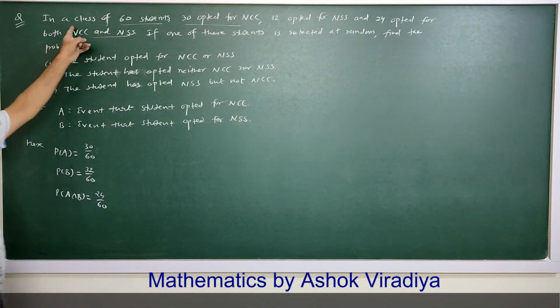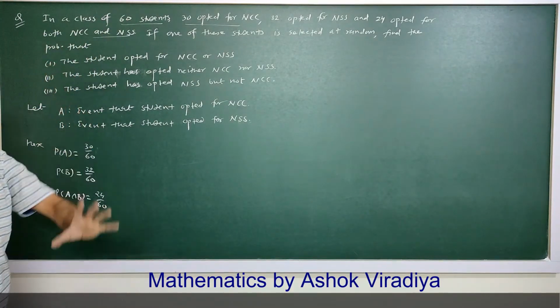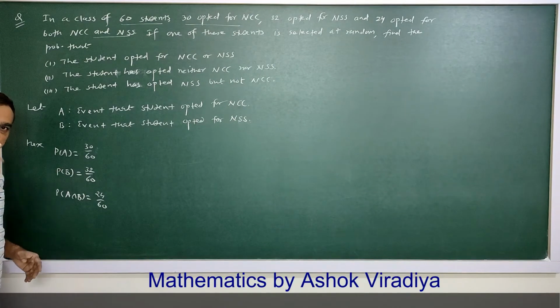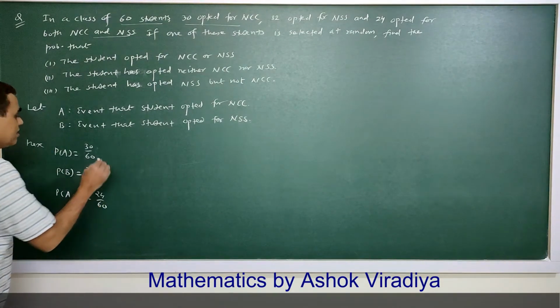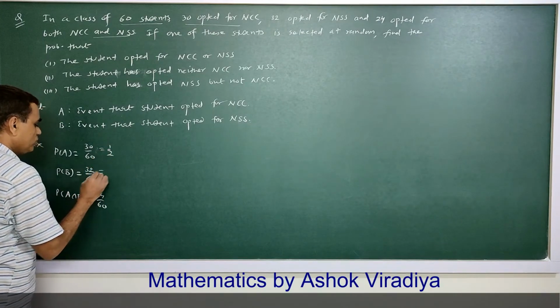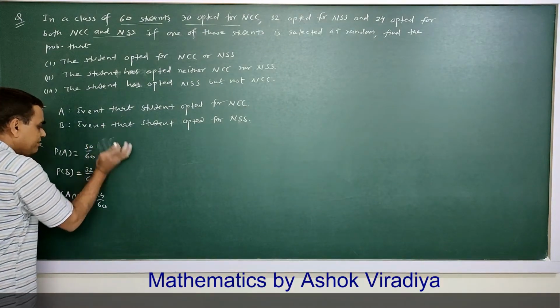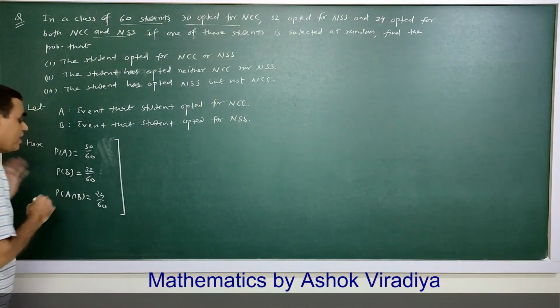Here, out of 60 a student is selected, so that's why we divide by 60. One student is selected. This could be reduced, but let me keep 60 as it is. For convenience in calculation, we keep these values as they are.